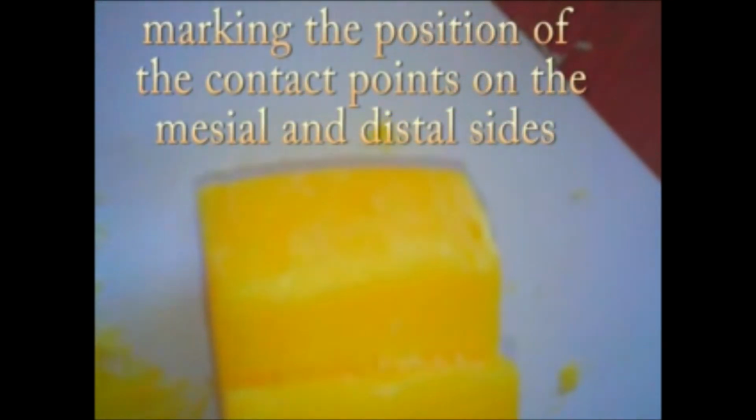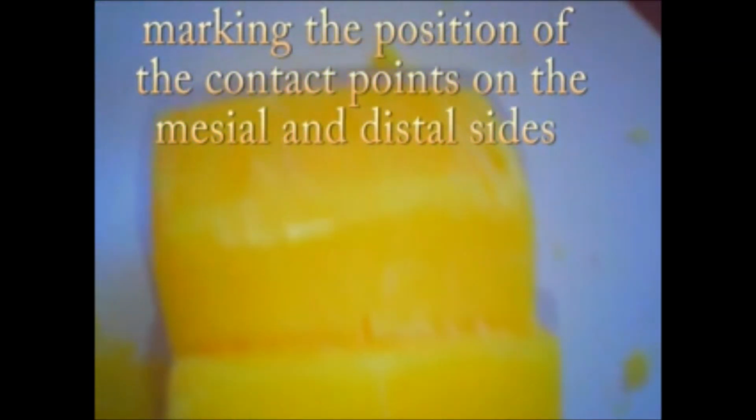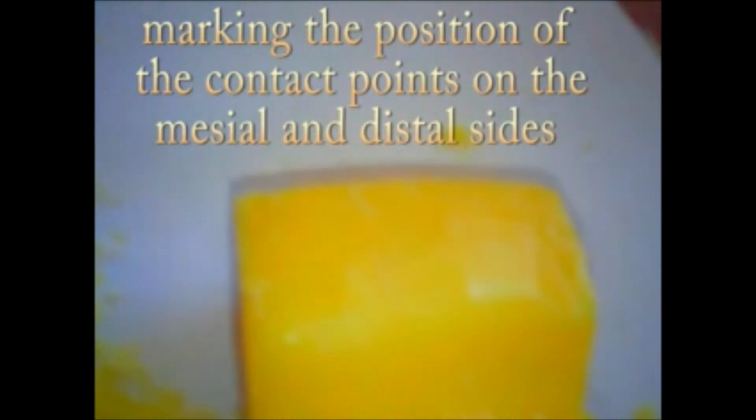Draw on the crown the area where the contact points are, both mesial and distal. As you know from the lecture, the mesial contact area is located at 1/3 the buccolingual width of the crown. We draw a line coming from the cusp tip on the mesial surface of the crown to specify where the area of the contact point will be.